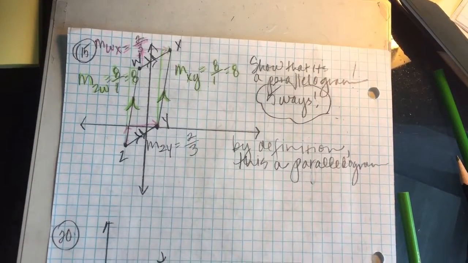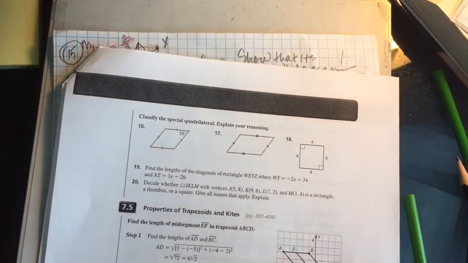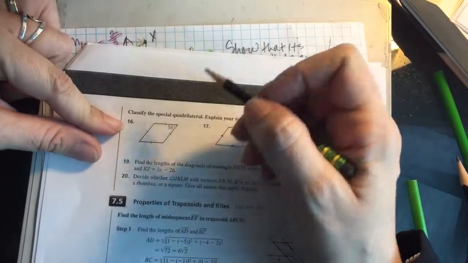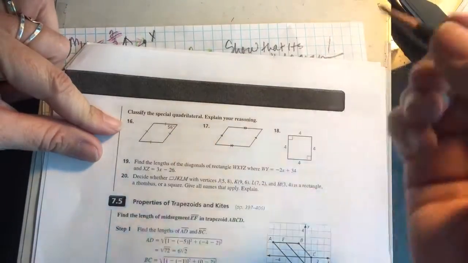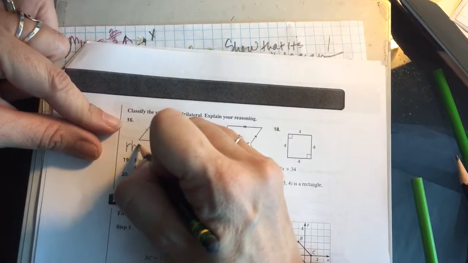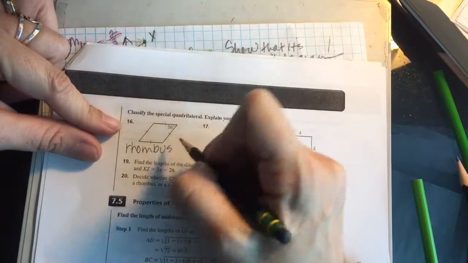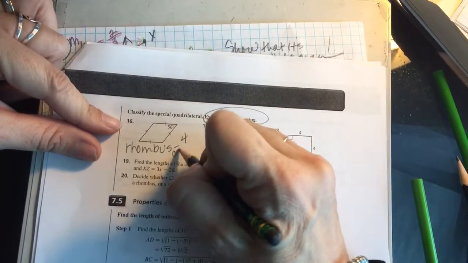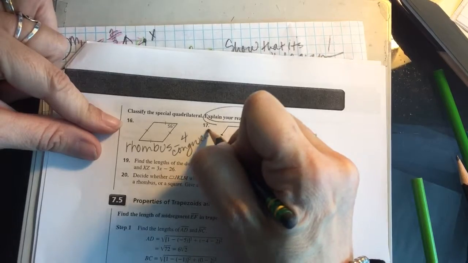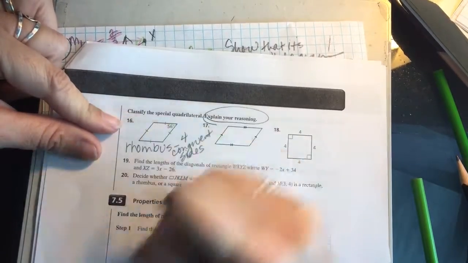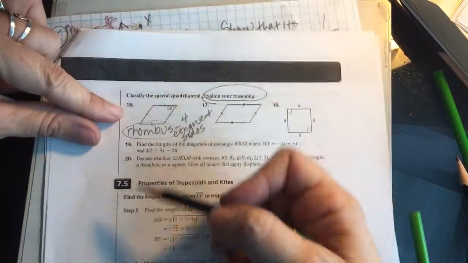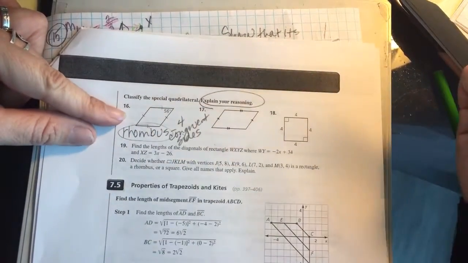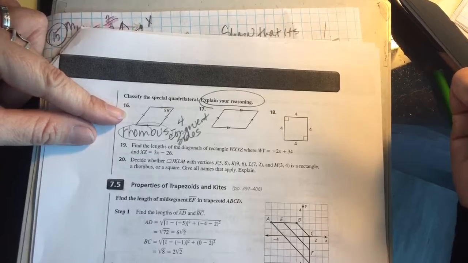Now in section 7.4, classify the special quadrilateral and explain your reasoning. The only thing I can get at here with number 16 is that this is a rhombus. And the reason I can say it's a rhombus, explain your reasoning, is I have 4 congruent sides. I wouldn't go so far as to say that this is anything other than a rhombus because the other option would be a square, and the fact of the matter is I'd need 90-degree angles and I don't have that.